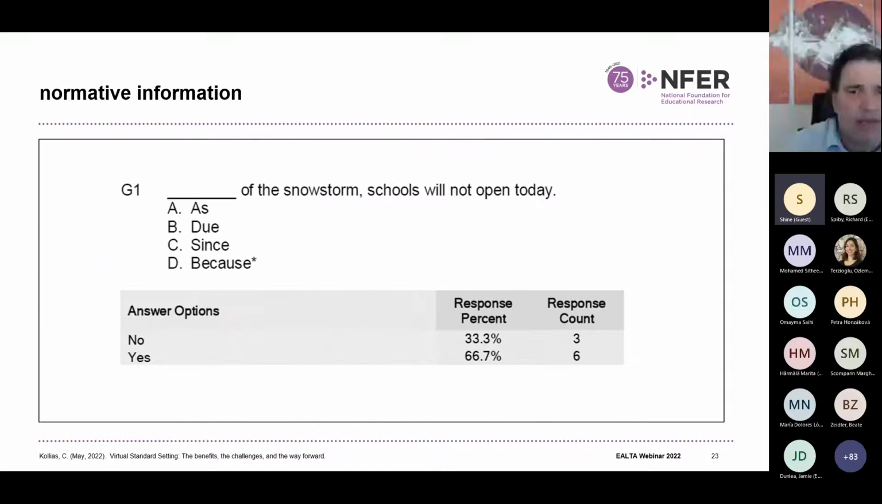Here's an example of the normative feedback given to one of the virtual panels. All I had to do was just download it. I had the answers. This was a panel with 9 judges.